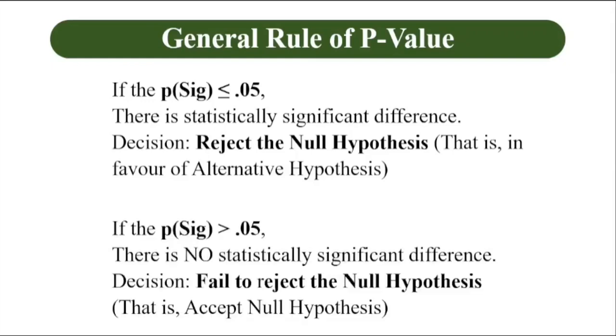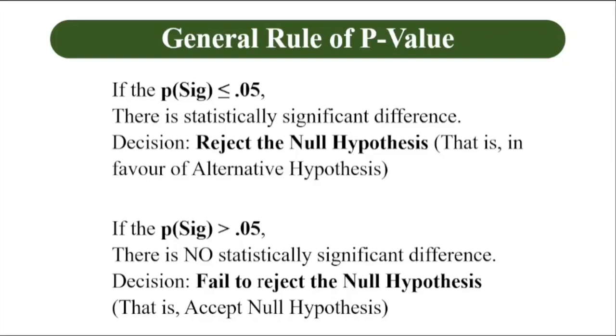Otherwise, if the p-value is greater than 0.05, there is no statistically significant difference, and the statistical decision will be there is no sufficient evidence to reject the null hypothesis. So we will fail to reject the null hypothesis, meaning we should accept the null hypothesis.